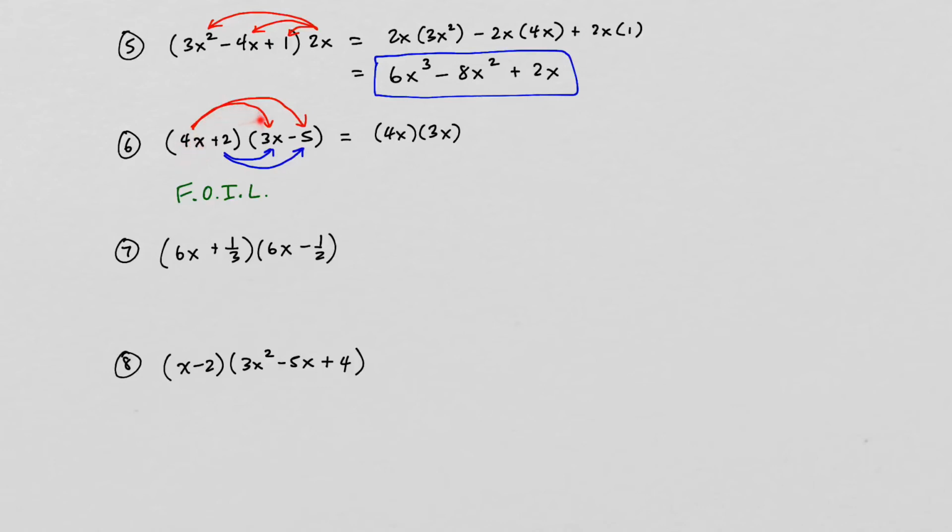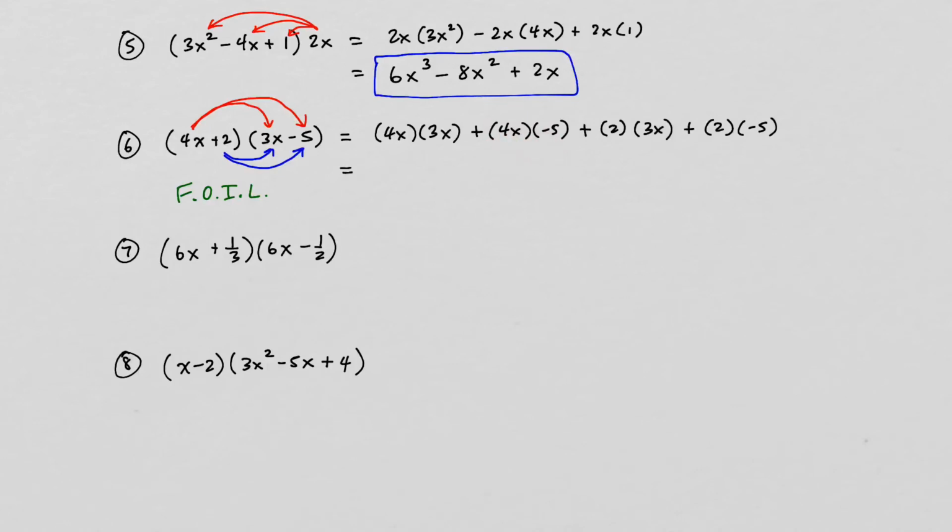That's this times this. And then we have 4x times negative 5. So I can say plus 4x times negative 5, plus the next one is 2 times 3x. And finally we have 2 times negative 5. And you notice that I chose to add every time. Don't worry too much about that. The negatives will come out when you do the multiplication.